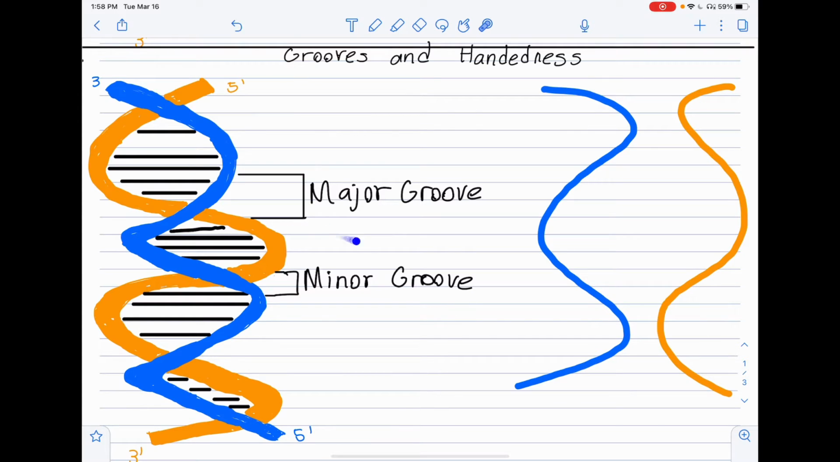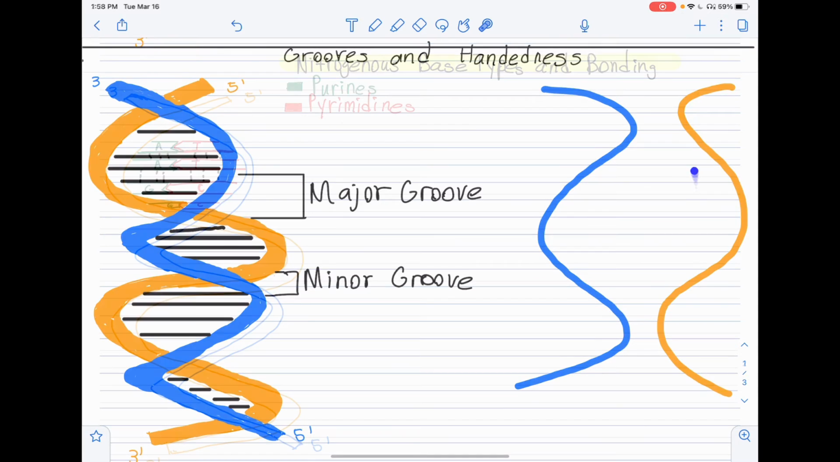At the minor groove, there's going to be fewer protein interactions because there's less surface area. And in the major groove, there would be more protein interactions. Also, the coiling in certain directions for a certain DNA will determine its handedness. This DNA right here, since you see it's rising to the right, it's right-handed. And this DNA strand is left-handed because it's rising to the left.